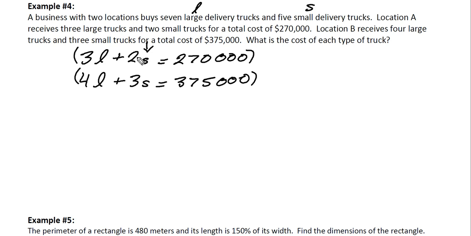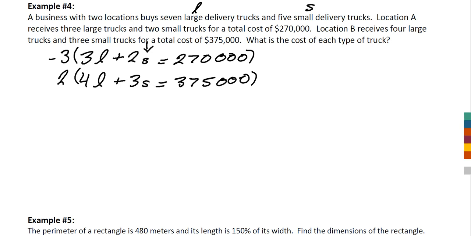The common multiple between 2 and 3 is 6. That's the lowest common multiple there. So one of them has to be a positive 6, the other one has to be a negative 6, and it doesn't matter which one is which. So I'm going to create a negative 6 by multiplying that first equation by negative 3. When I multiply that whole equation by negative 3, that's going to give me negative 6s. Then I need a positive 6s, so I'm going to multiply the second equation by positive 2, because that's going to give me a positive 6s.